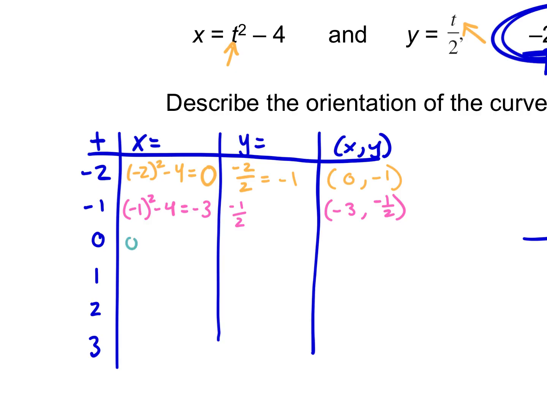Then we can plug in 0. 0 squared minus 4 would just be 0 minus 4, which is what? Negative 4. And then 0 over 2 would simplify to what? 0. So our next point would be negative 4, comma, 0.